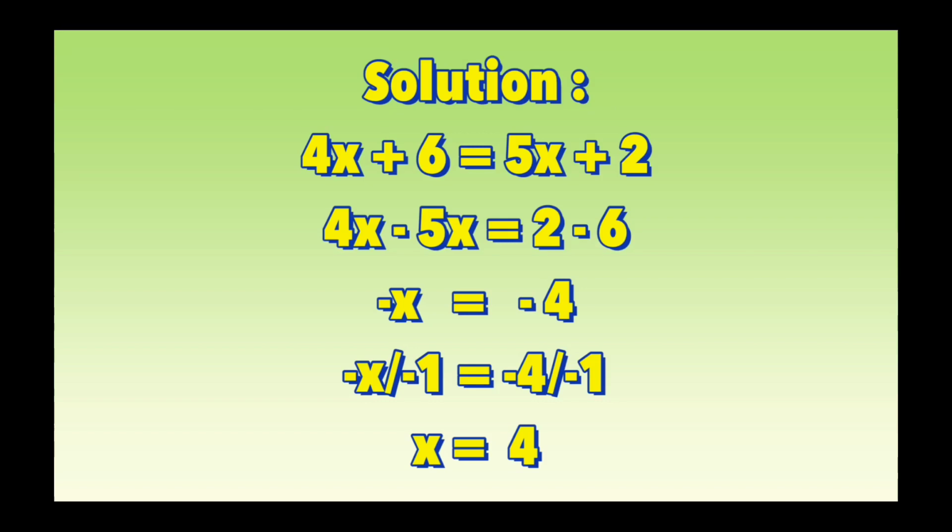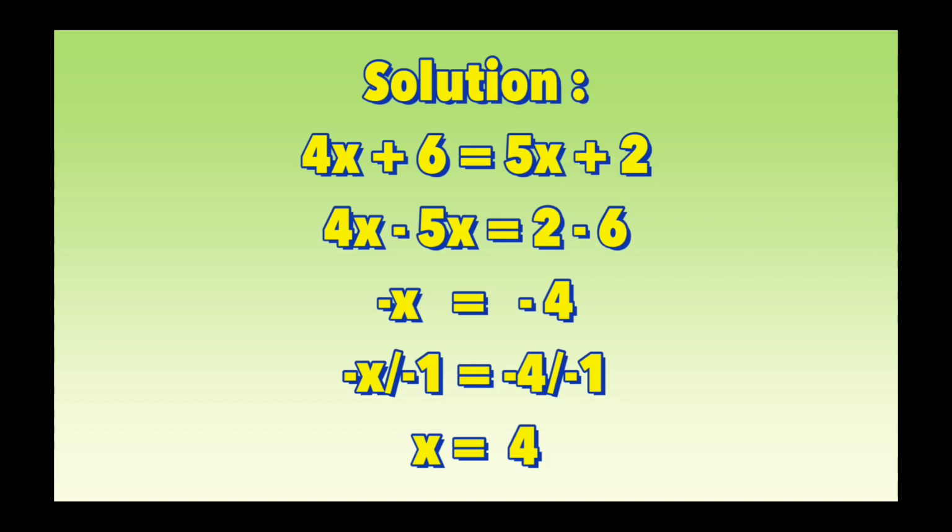Okay, our solution: 4x plus 6 equals 5x plus 2. We're going to transpose to the left side of the equation the positive 5x, it becomes negative 5x. Positive 6 transposed to the right side of the equation becomes negative 6. Then we're going to simplify. 4x minus 5x equals negative x. Then 2 minus 6 equals negative 4.